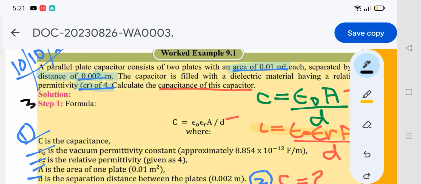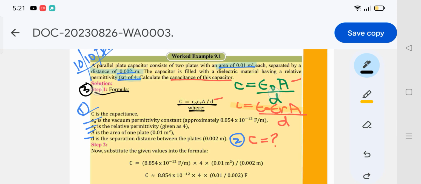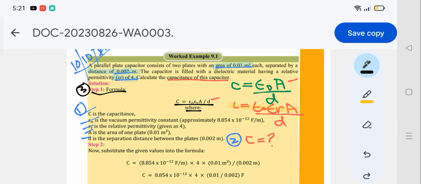So the third step is to write the formula, right? This is our third step. So we have got our data, we have got a required value. Now we can easily write the formula, and we have discussed this formula as well. C is equal to epsilon naught times ER times area per unit distance, right? So now we have our values, we can put them in this formula.